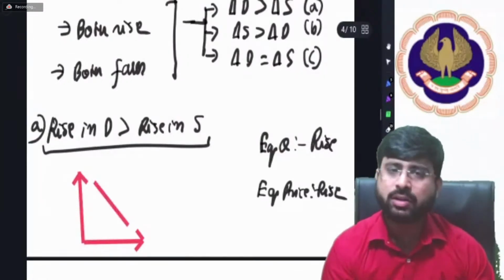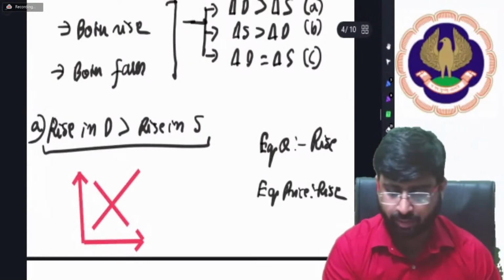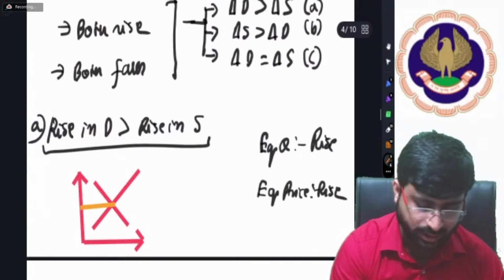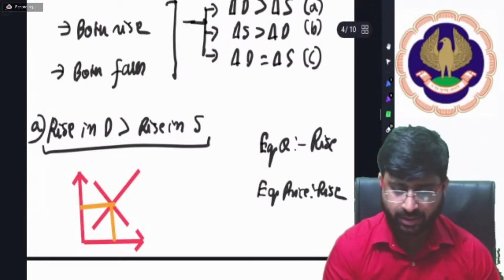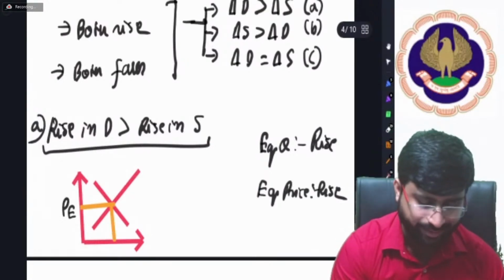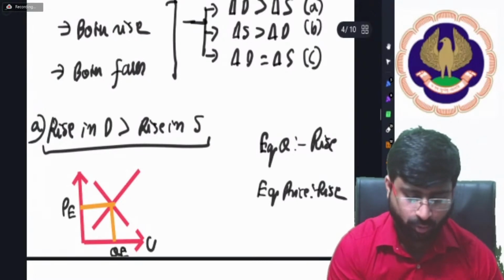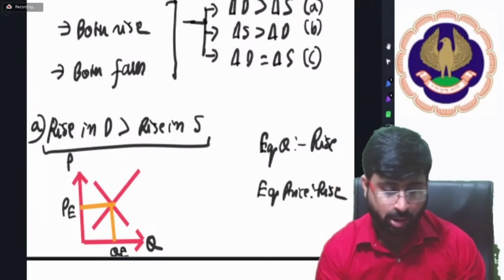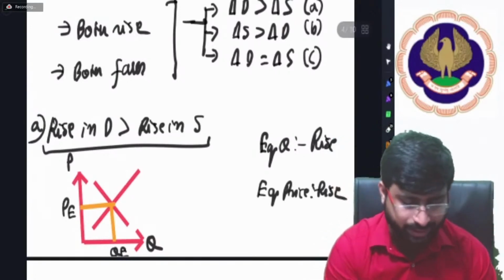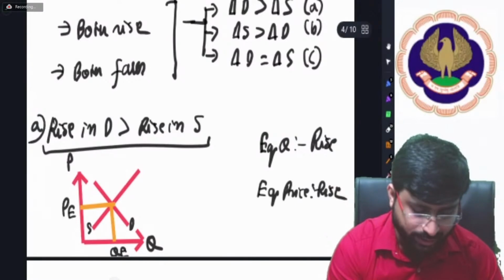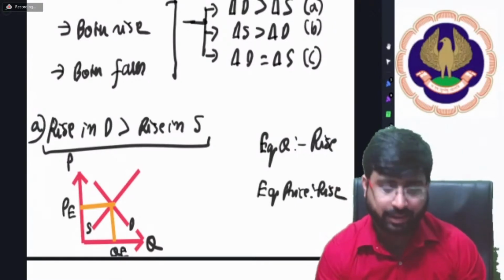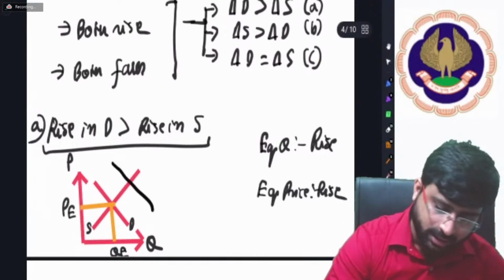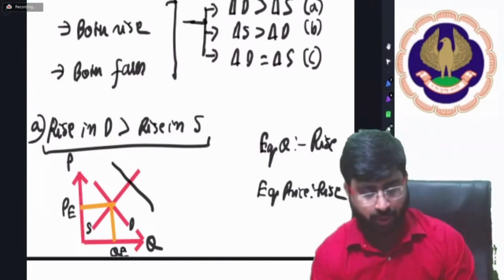This is the demand curve. This is the supply curve. All right. They're intersecting here. Equilibrium price is here. Equilibrium quantity is here. Now, both are rising. So if demand curve is here and supply curve is here, now when there is a rise in demand greater than rise in supply, you see demand curve has shifted rightward, obviously because it's rising.